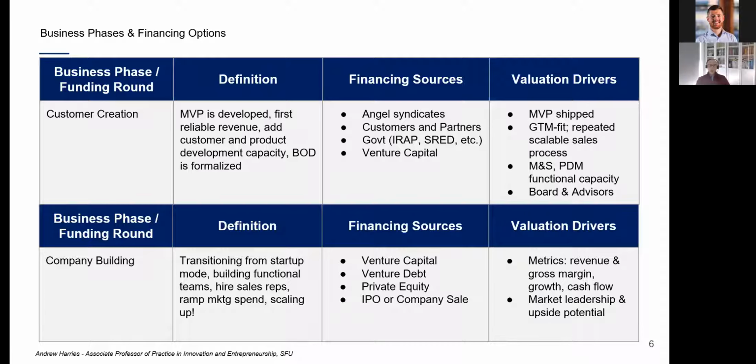So we're building functional teams. We're building HR. We're building accounting and finance. We're building a formal marketing team. We're building a strategy team. So these things start to become really important because you need corporate functions in place.